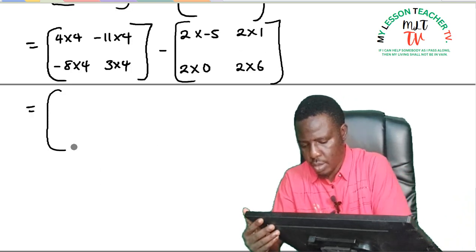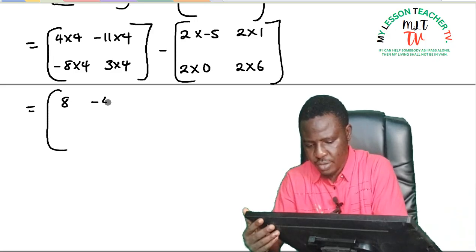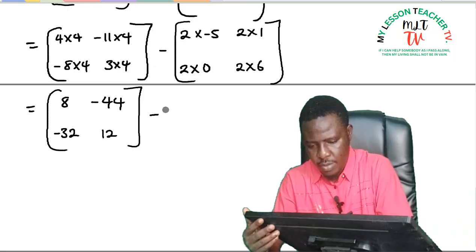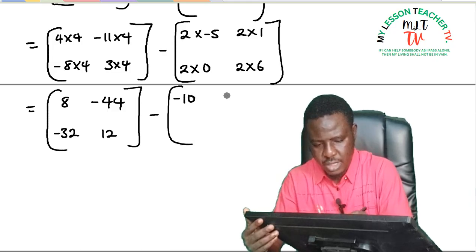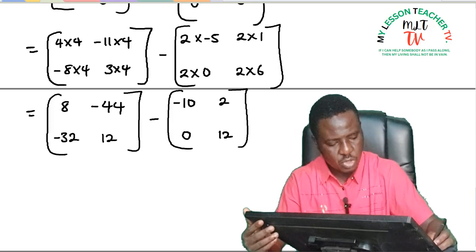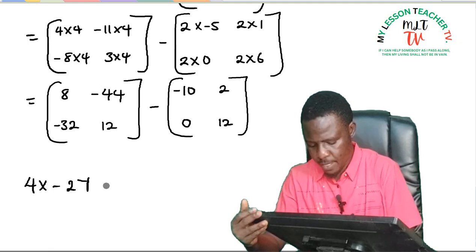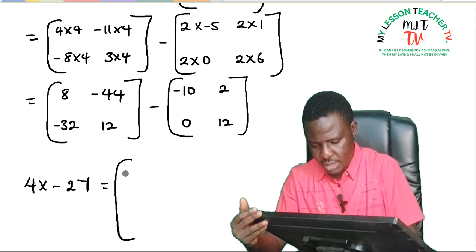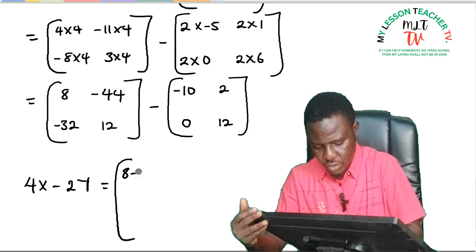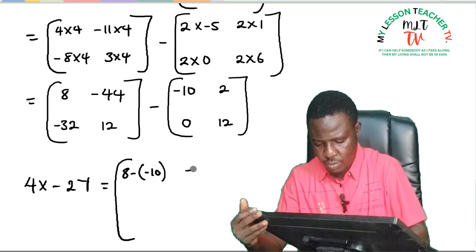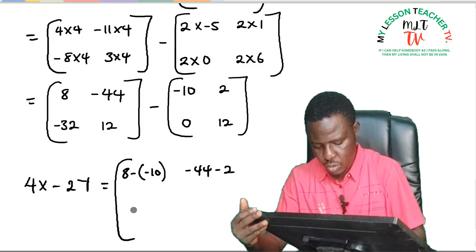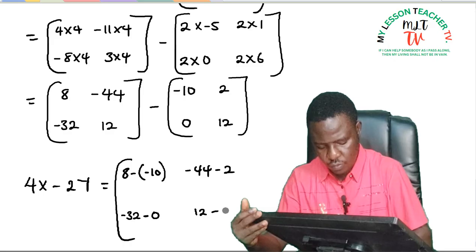This is equal to, we have 4 times 2 is 8. This will give us minus 44. And this is said to be minus 32. And this is 12, minus minus 10, 2, 0, and 2 times 6 is 12. So this brings us to matrix subtraction. Remember, 4X minus 2Y is equal to, I'm going to subtract, that is 8 minus 10, and this becomes minus 44 minus 2. This will be minus 32 minus 0 and 12 minus 12.